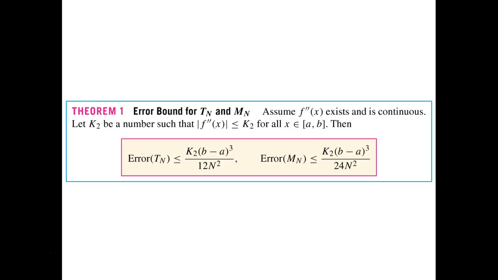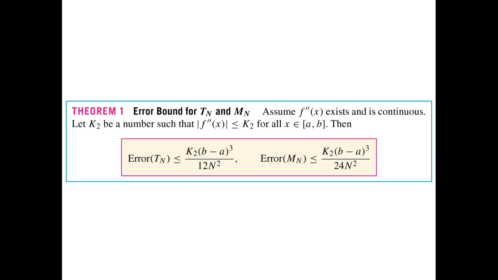Sometimes they're really hard, from a to b, and sometimes it's positive, sometimes it's negative. Take the absolute value of the extremes of that. An extreme may be at the endpoint, or it may be at a max or min. Take the maximum value, absolute value of that, let that be your K2. You do that over that whole interval a to b.